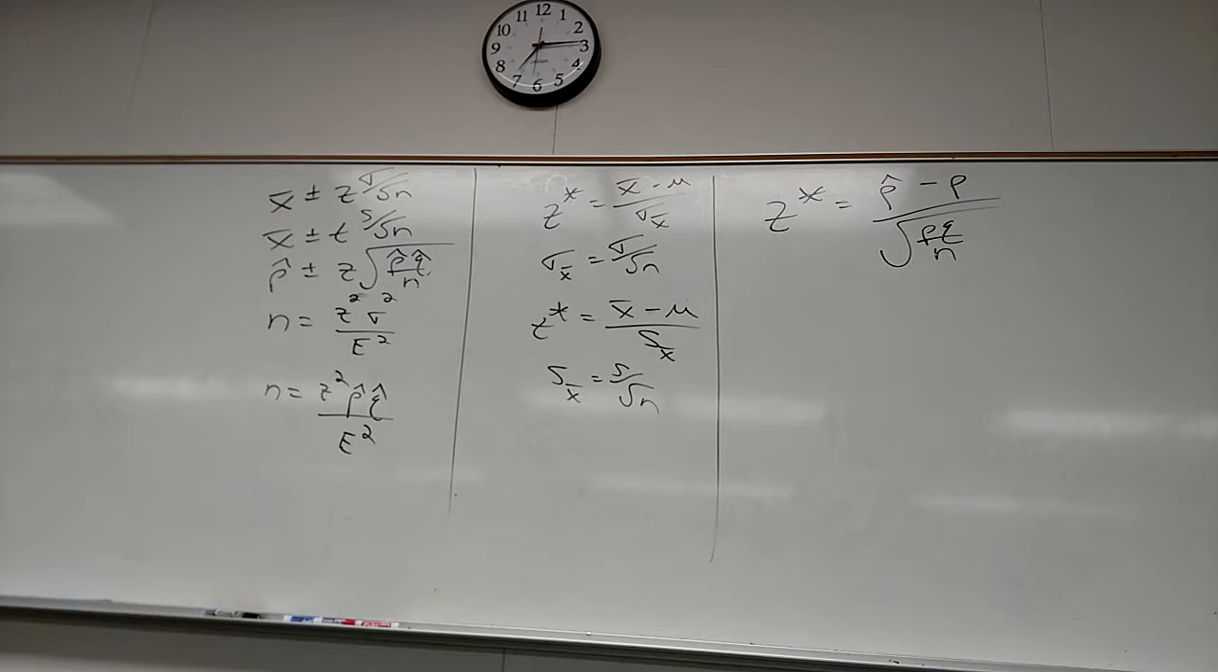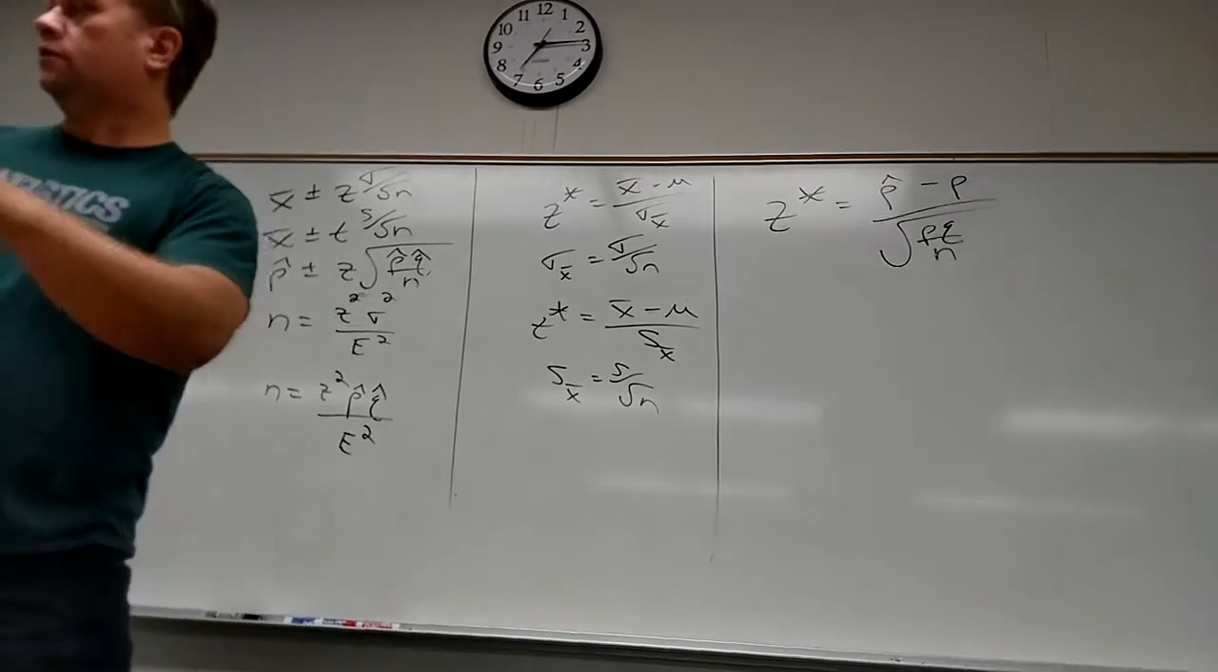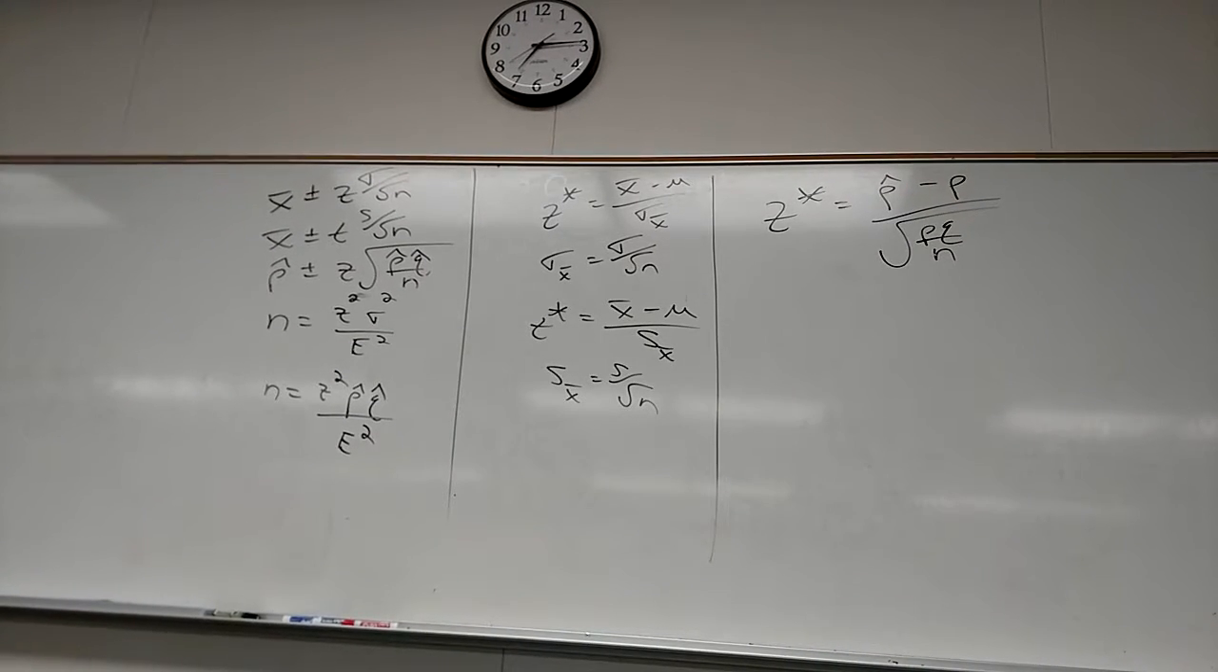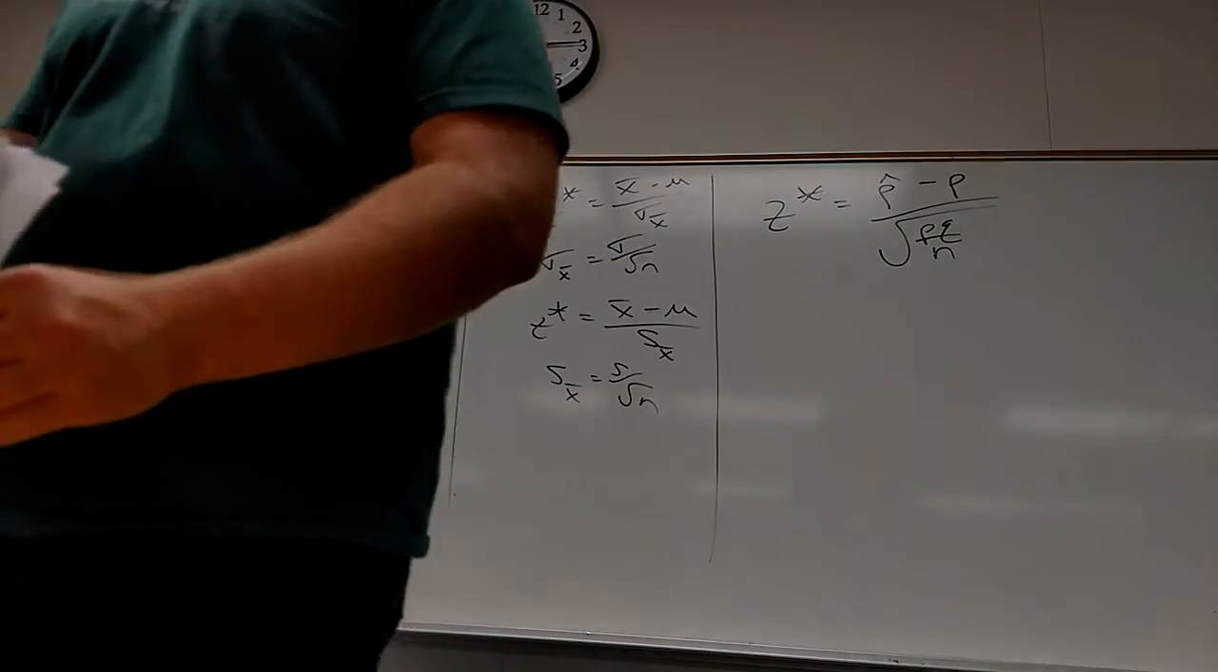Everybody got theirs back? Your quiz? All right. No, the higher one first. So it was curved. The grade in black ink is the curved grade. That's your grade. The other one doesn't exist anymore.